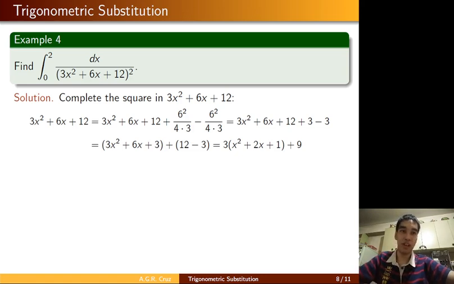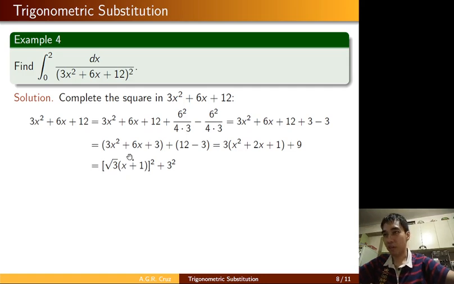Tapos if you write all of that as a square in itself, you should get square root of 3 times x plus 1, all raised now to the power 2. Okay? And then plus 9, that is now 3 squared. Okay? So this is now of the form u squared plus a squared, where your u is equal to square root of 3 times x plus 1, and then your a is now 3. Okay? So you have u, you have a, you can now perform trigonometric substitution.